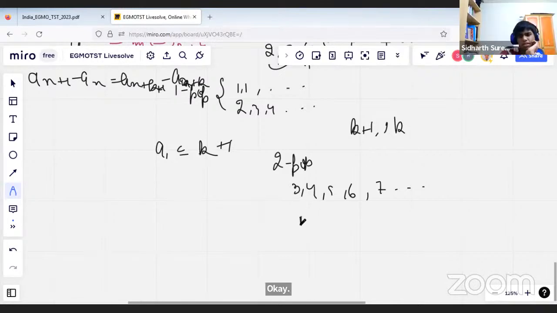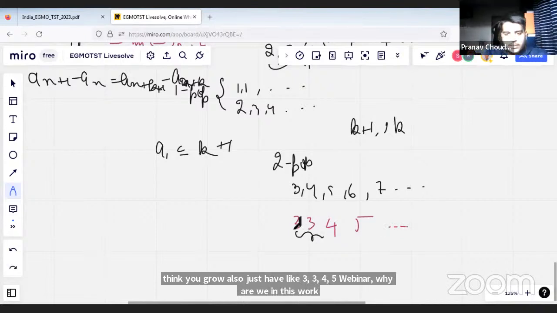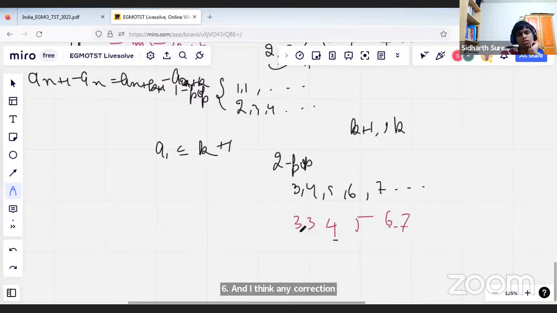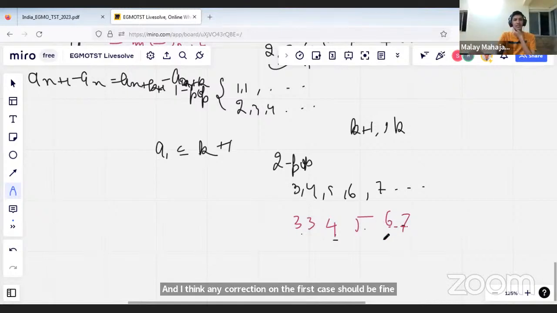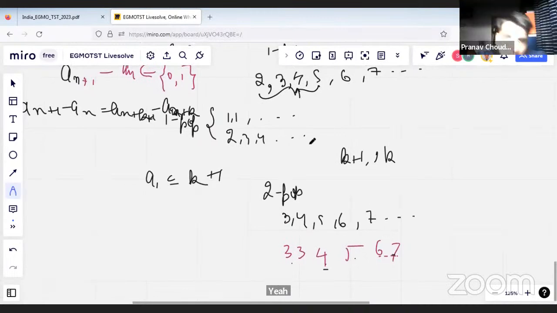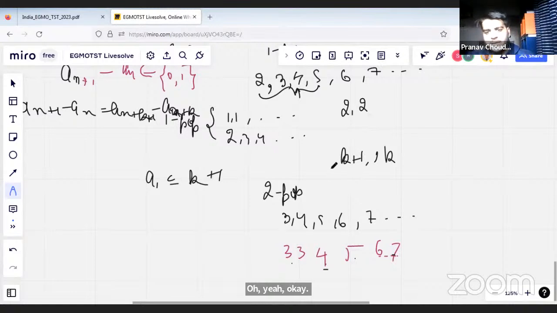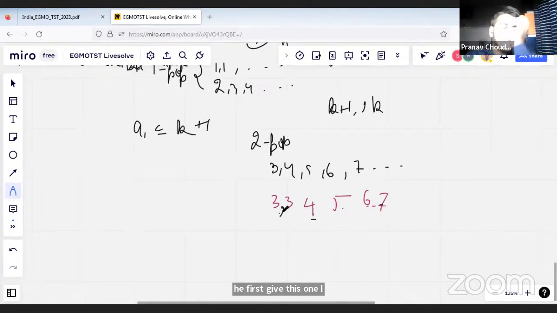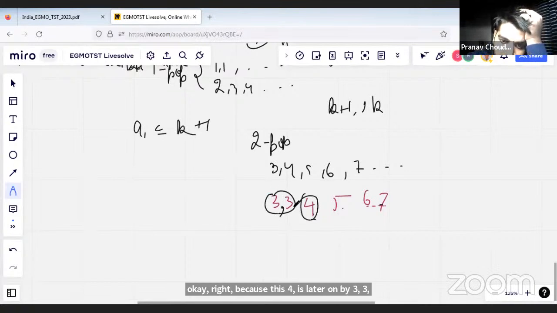So let's try. I think you could also just have 3, 3, 4, 5, 6, 7. I think any correction on the first k should be fine. No, not any, because let's say 2, 2 in the 1-pop sequence. 2, 2 does not work, right? Up to the first k, here there's more than k. Up to the first k plus 1 terms we're taking? Actually, no, k, because this 4 is determined by 3, 3.